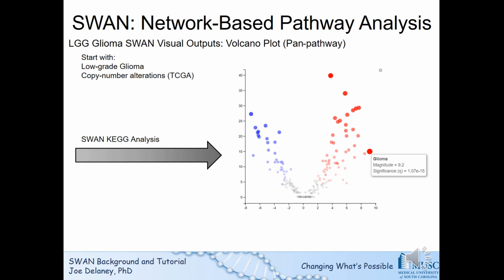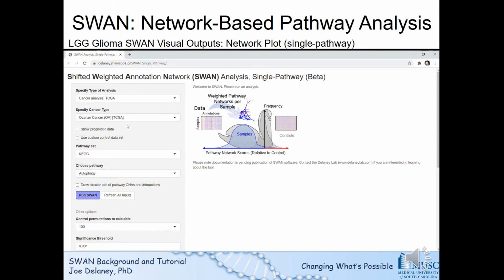SWAN pathway analysis can then be performed. This is an example of TCGA data. And then you will see an initial volcano plot presented. From that volcano plot, you can then infer which pathways are important to you. Then you can go into the single pathway analysis software.